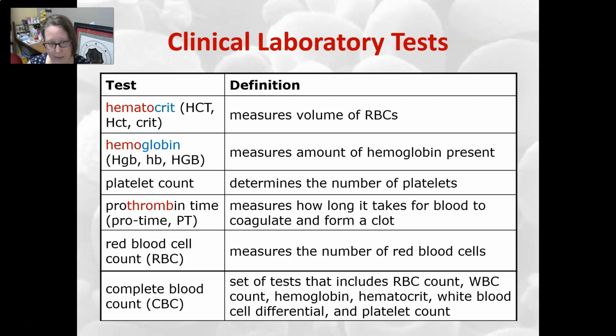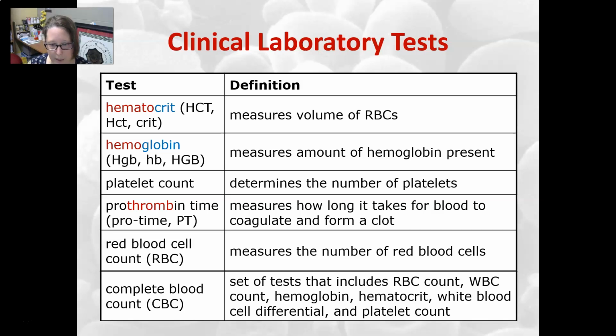The prothrombin time, also known as the ProTime or the PT, measures how long it takes for blood to coagulate and form a clot. The red blood cell count, or RBC, measures the number of red blood cells in a set volume of blood.